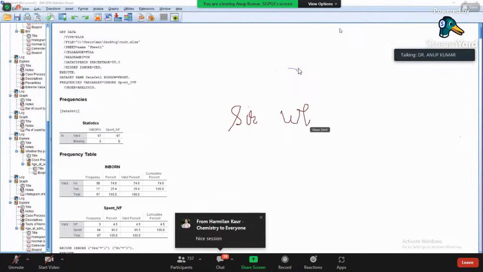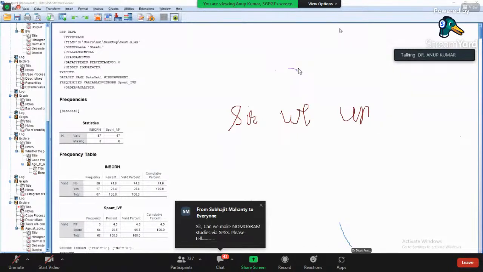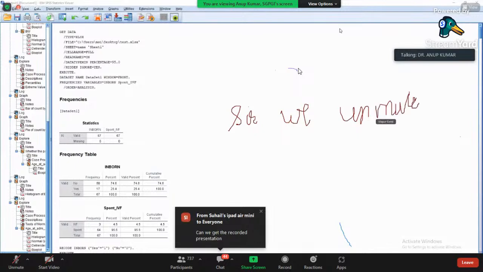There are lots of questions actually. Sir, you are running too fast. Sir, can we make a nomogram? No, a nomogram is very difficult. Dr. Dharmin, can you let the participant unmute and ask their question?